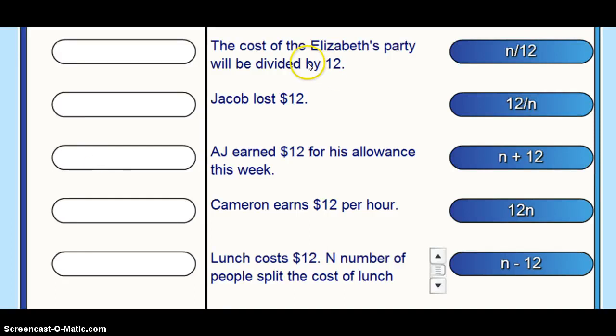So the first one says the cost of Elizabeth's party will be divided by 12. Well, that one is pretty easy because you've got divided by 12. So we know that one we're going to be looking for a division.